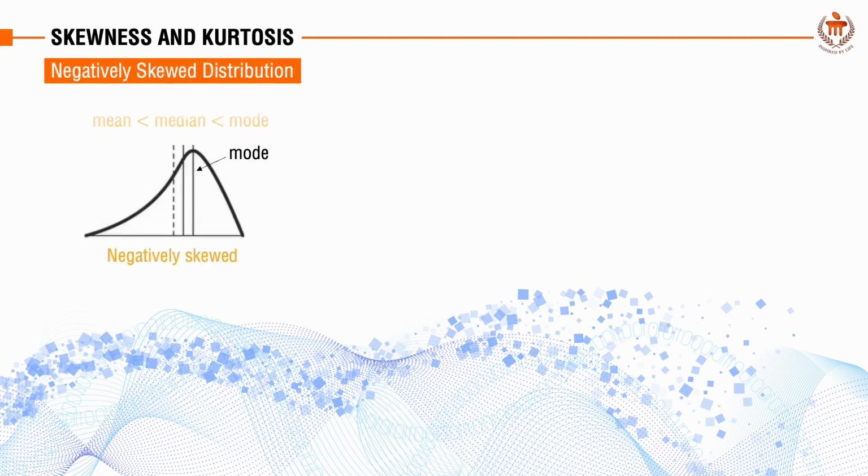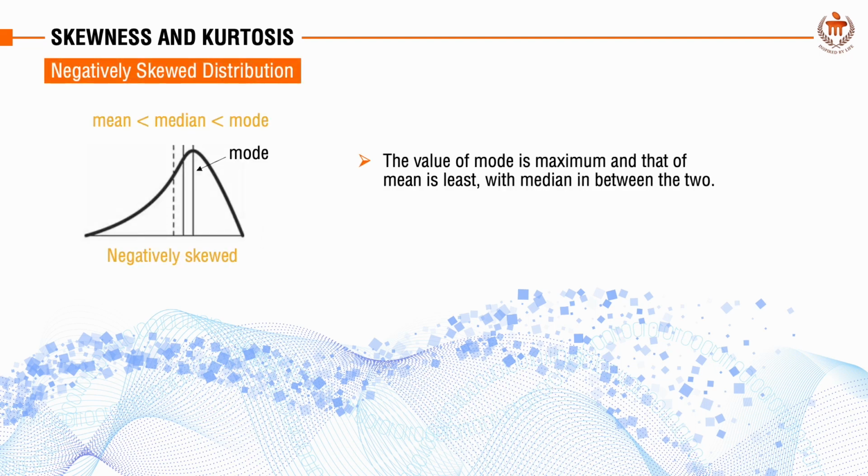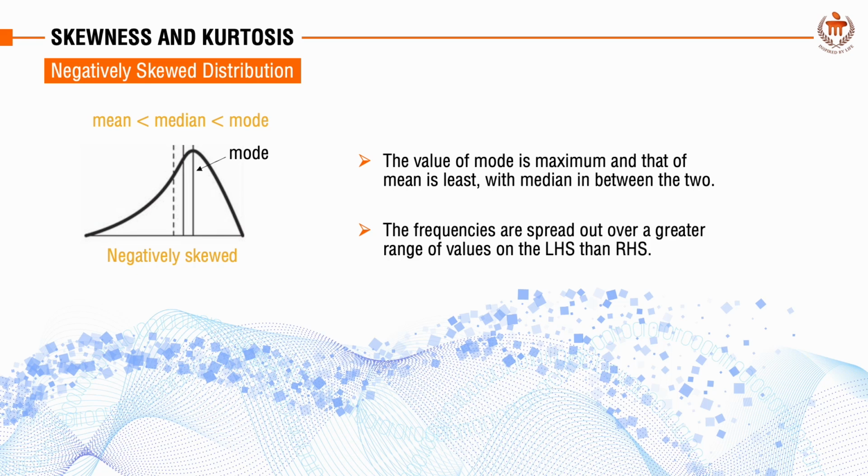When we talk about a negatively skewed distribution, the value of the mode is maximum and the value of the mean is minimum, while the median lies between the two. Here the frequencies are spread out over a greater range of values on the left hand side than the right hand side, because of which the mode tends to be maximum while the mean tends to be minimum.